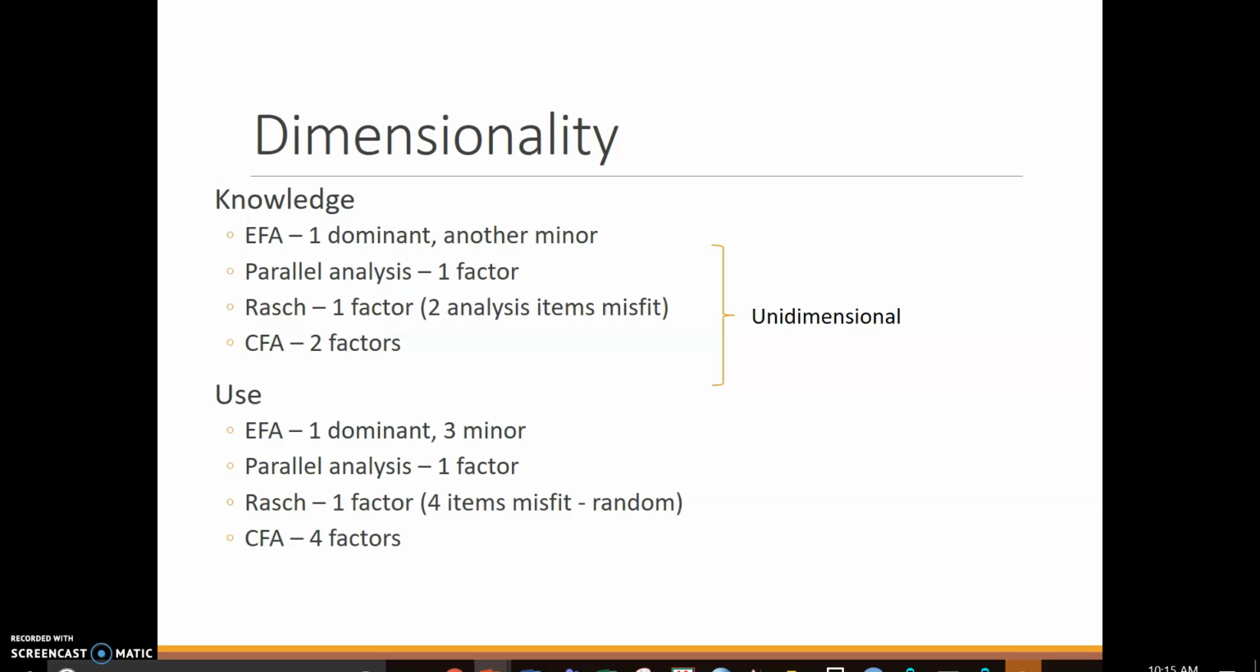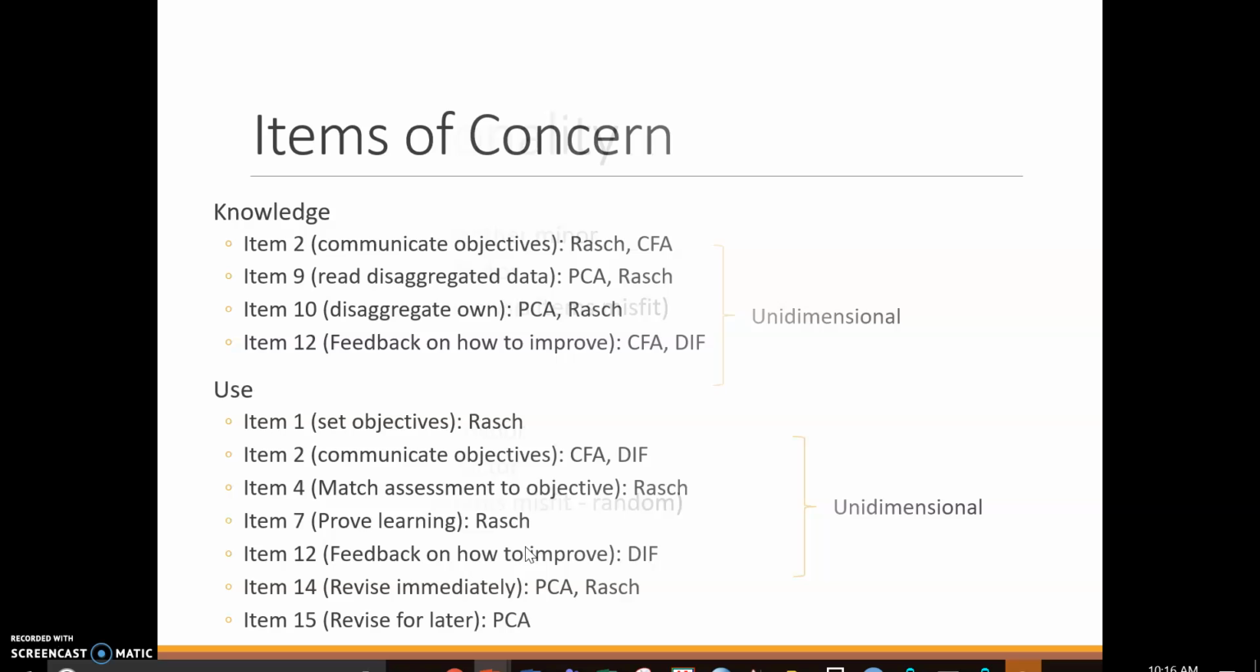For use, a lot more needs to be done to really explore this, because we seem to have conflicting views of one factor and four factors. Rasch actually supported one factor, even though there were some items that misfit. They were not the four factors, they were just random. So I am saying this could be unidimensional, but there do seem to be some facets within here.